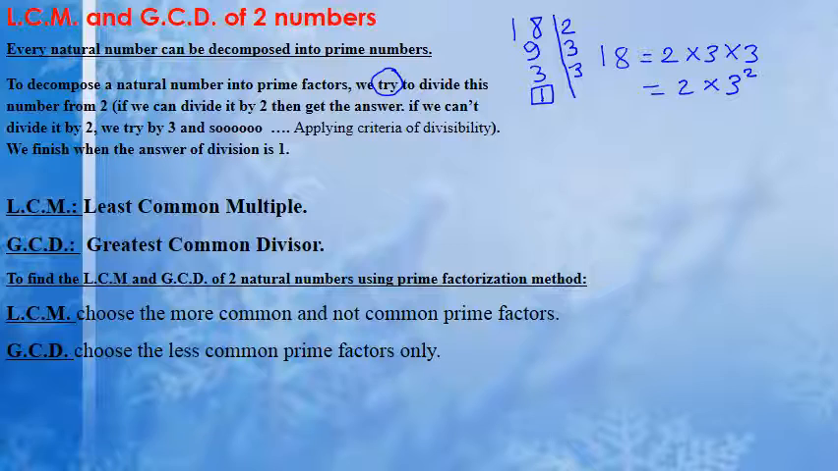What do we mean by LCM? It's the least common multiple. GCD is the greatest common divisor. To find the LCM and the GCD of any two natural numbers using the prime factorization method: to find the LCM, we choose the common factors with the greatest power and the not common prime factors. To find the GCD by the prime factorization method, we choose only the common prime factors with the least power.